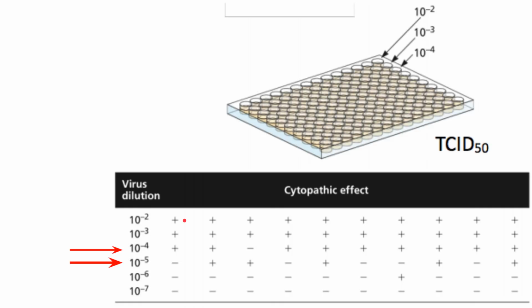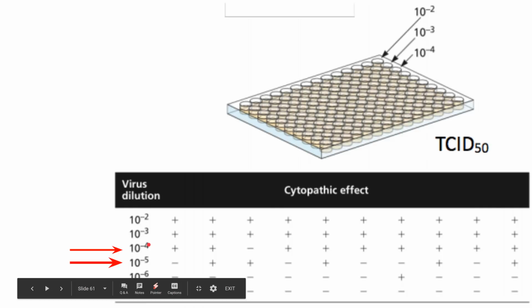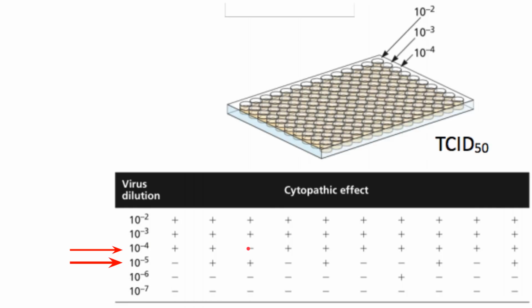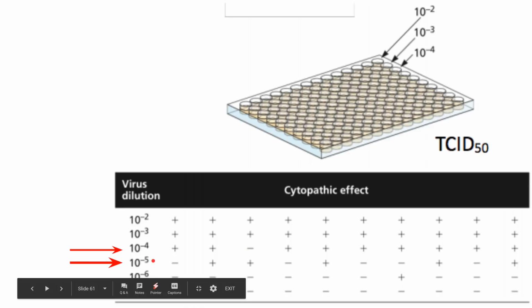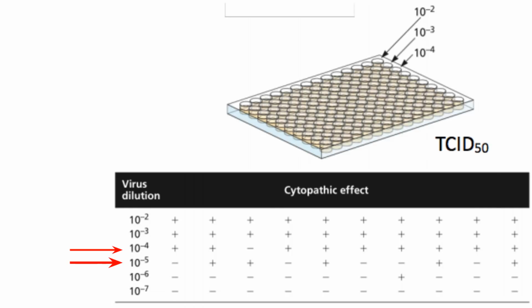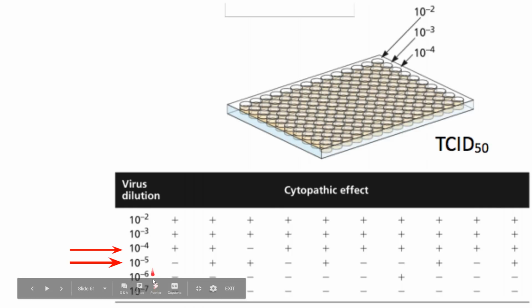اوكي؟ فهون كم من سيتوباثيك افكت صار عندي بالديليوشن 10 to the power minus 2؟ 10، 100%، صح؟ 10 to the power minus 3 كمان 10 كلهم صار فيهم سيتوباثيك افكتس، ال 10 ويلز for the same dilution. 10 to the power minus 4، 9، في واحد هون ما صار فيه سيتوباثيك افكت. 10 to the power minus 5 كم من ويل صار فيهم سيتوباثيك افكت؟ عدوهم بيطلعوا 5 وخمسة ما صار فيهم. 10 to the power minus 6 بس واحد صار فيه سيتوباثيك افكت، و7 كثير ديليوتد ولا واحد صار فيه سيتوباثيك افكت.